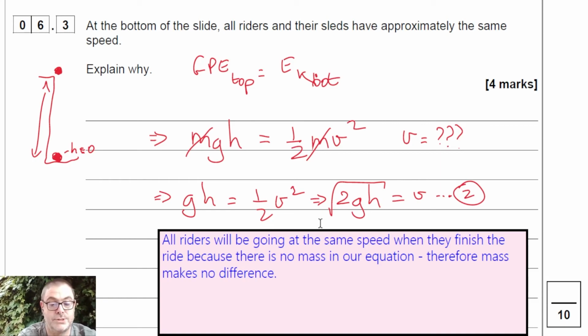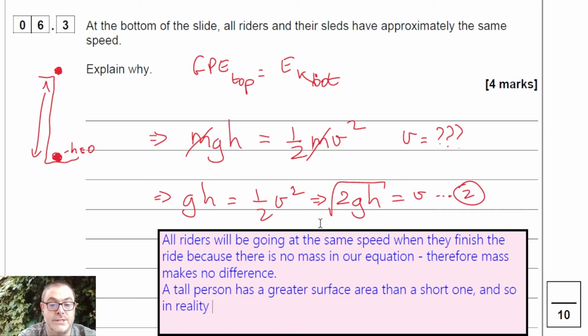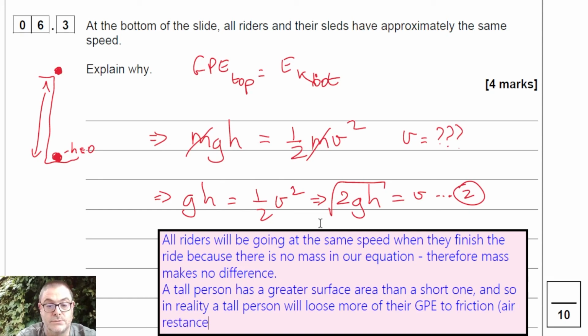So let's put that into words. A tall person has a greater surface area than a short one, and so in reality a tall person will lose more of their GPE to friction, i.e. air resistance, and so their final speed will be less. And that's the end of a really great question.